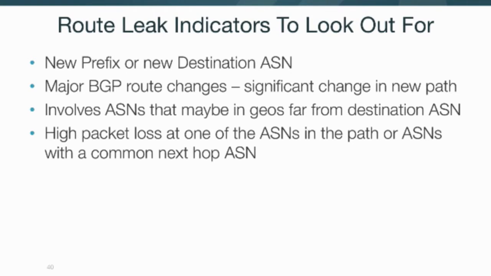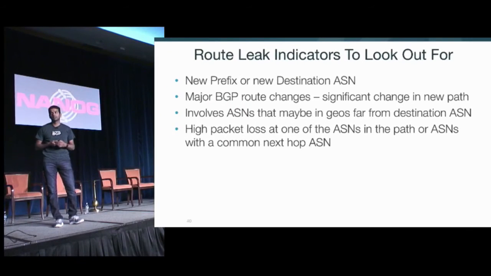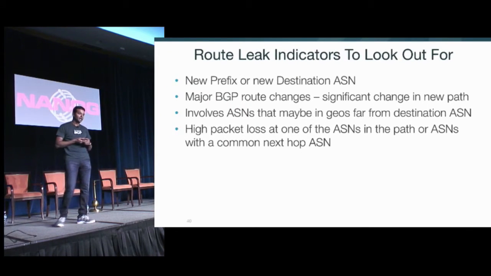So, route leak indications, and we've talked about this at NANOG quite a lot. There's a few different things to look out for. You suddenly see a new prefix, which is more specific. That's usually a sign that there's something weird going on, or a new destination AS, both of which were seen in this case. You also often notice major BGP route changes. And when I say major, it means the BGP path significantly changes. You all of a sudden see these new AS numbers in your path, which you've never seen before. And that's usually a good indication that something is very different.